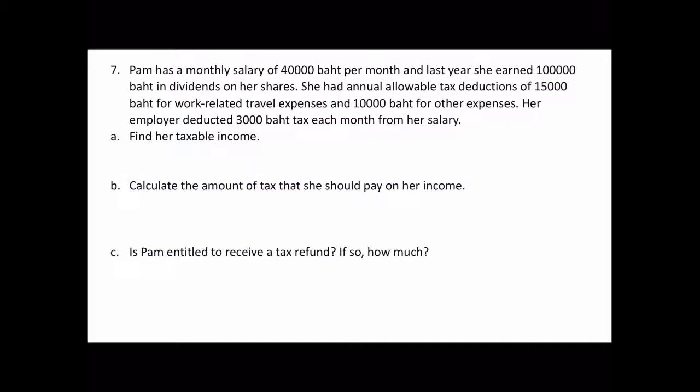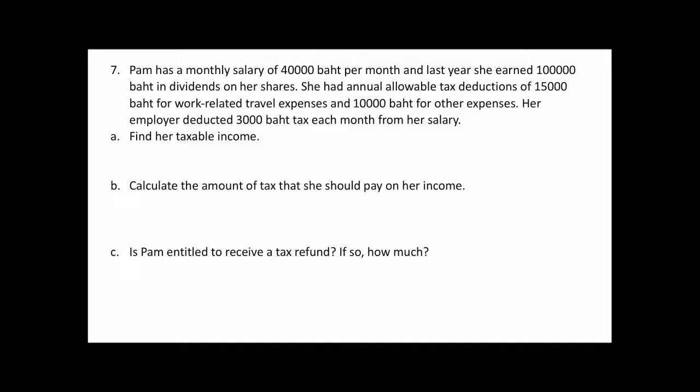And last of all, Pam has a monthly salary of 40,000 per month. Last year she earned 100,000 in dividends on her shares, so she invested in the share market. She made some money off that. She had annual allowable deductions of 15,000 for travel expenses and 10,000 for other expenses. And her employer deducted 3,000 each month from her salary for tax.